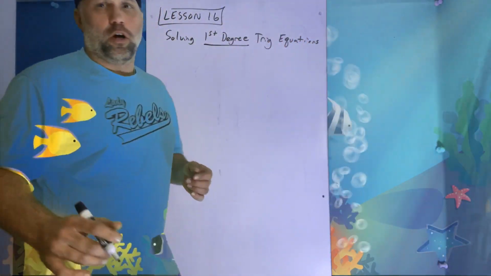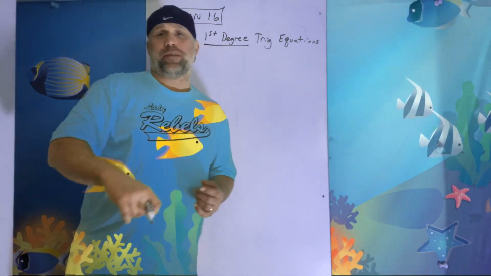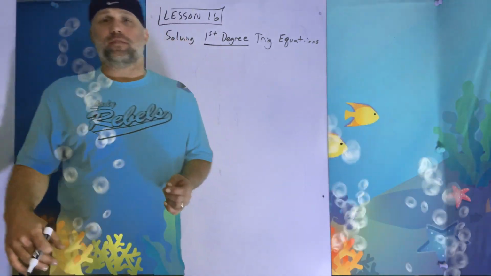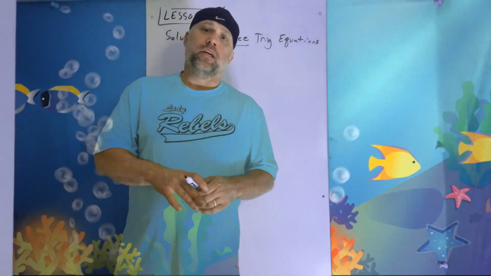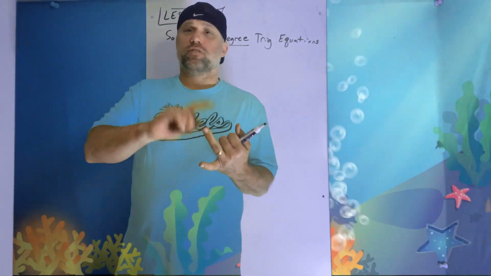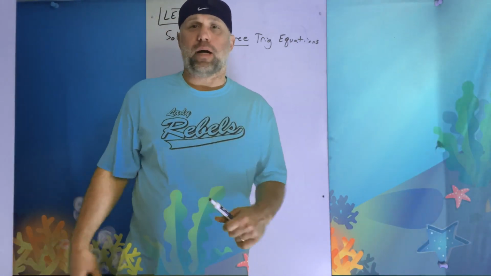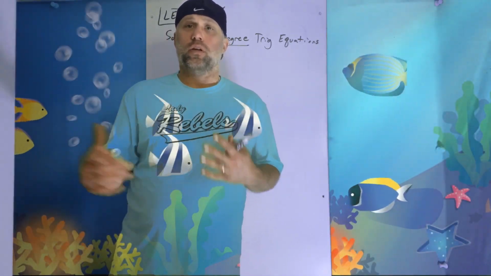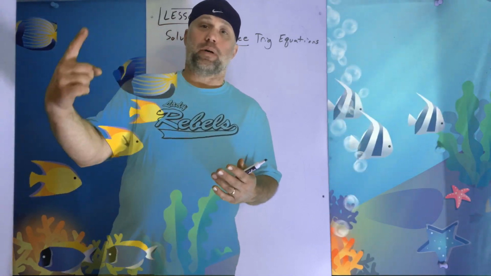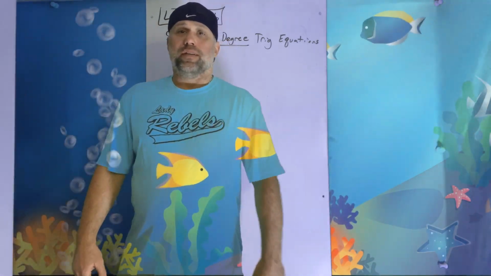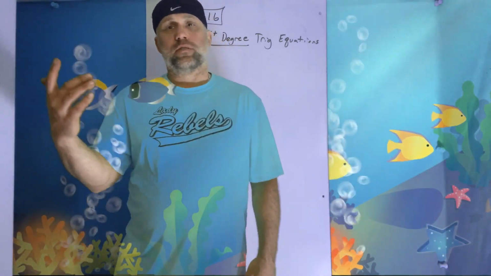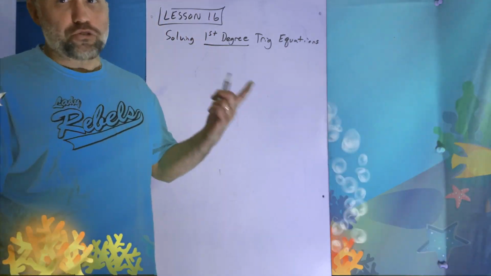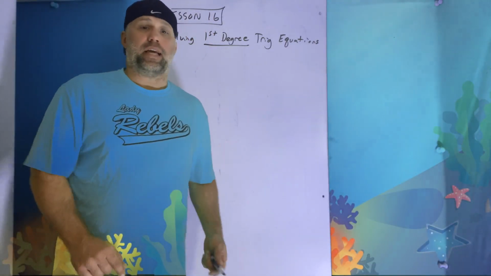Remember from way back in chapter 3 and 4, way back when we first started our wonderful adventure together, we did first, second, third, fourth, fifth degree polynomial functions. First degree just means that the variable that we're solving for is to the first power. So these are going to be pretty basic, straightforward trig equations. They're going to be first degree, and we're going to solve them.